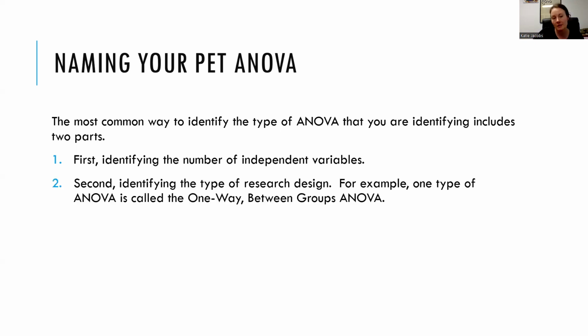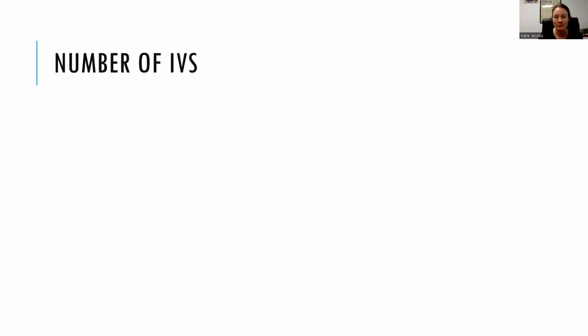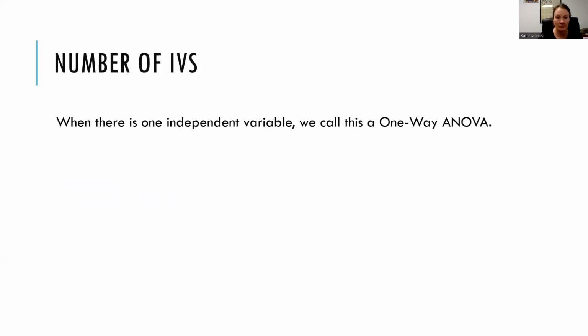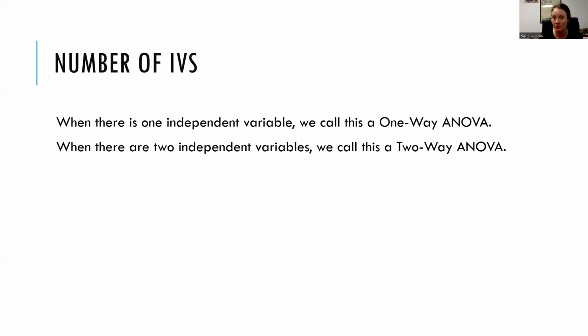Okay, the second part is identifying the type of research design, and this is something that we started learning in week 1. So for example, if we have a one-way between groups ANOVA, we have one independent variable, and we used a between group research design with that ANOVA. If we remember what that means, it means we have different participants in each level of the independent variable. So again, number of IVs: when there is one independent variable, we call this a one-way ANOVA. When there's 2 independent variables, we call it a two-way ANOVA.